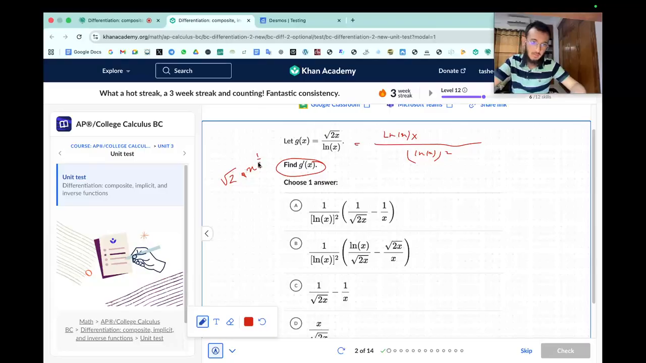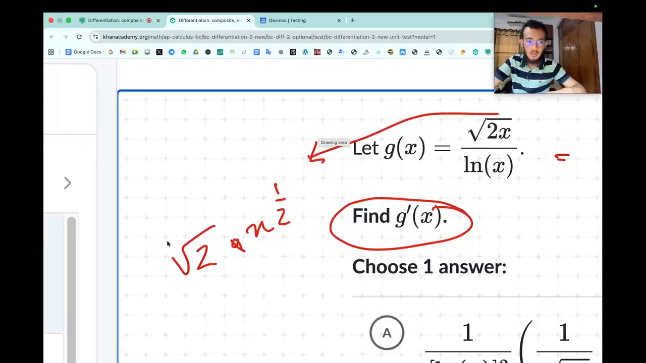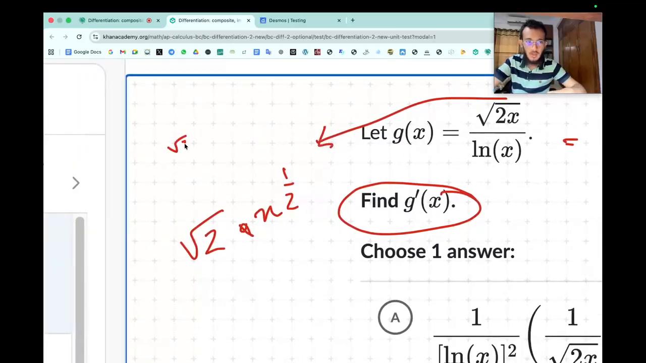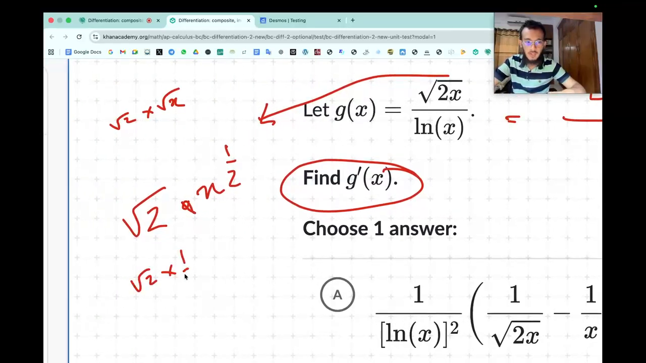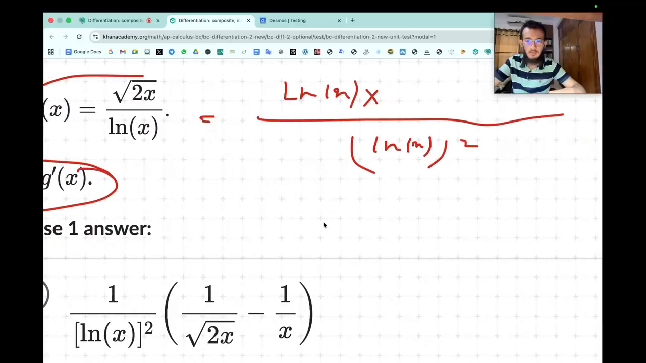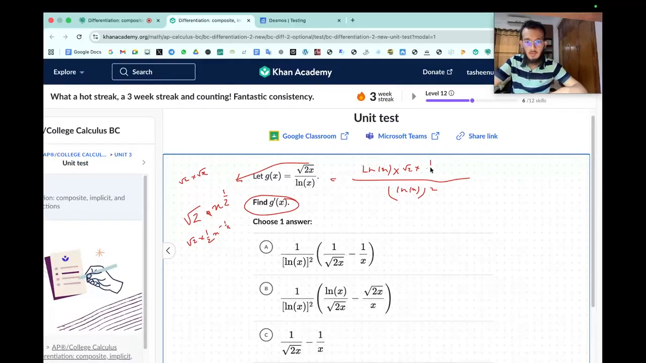Using the laws of indices, we can split them, because the square root of 2x is the same as writing root 2 into root x. So if we differentiate this, it becomes root 2 times half x to the power negative half.